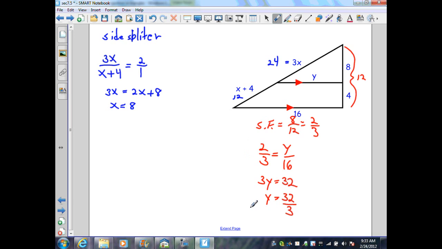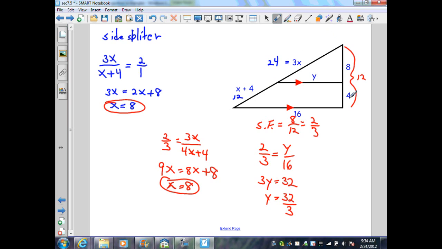Let's verify this with the side splitter theorem. I can use 2/3, and my lengths would be small, which would be 3x, over large, which I would add these together, and I would get 4x plus 4. Product rule of proportions gives me 9x equals, when I use the distributive property here, I'm going to get 8x plus 8. Subtract 8x on both sides, I'm going to get x equal to 8. Notice I get the same answer using the side splitter and the scale factor for the sides of the triangle that is intersected by that parallel side. Therefore, I always use the scale factor, but we verified that with the side splitter.